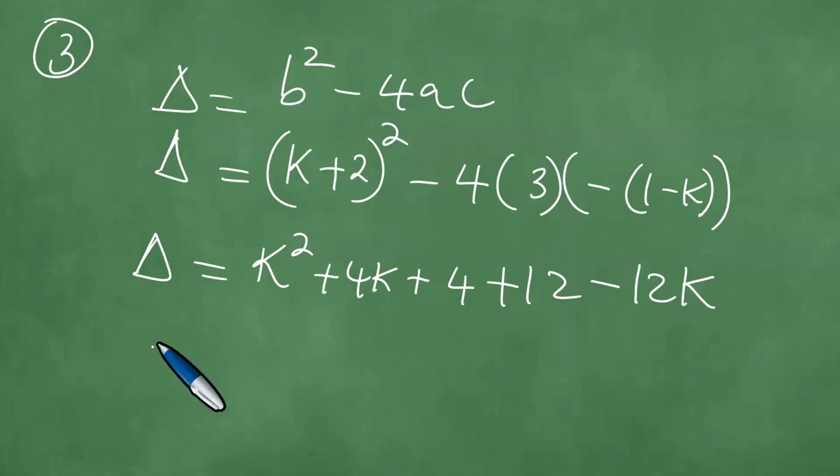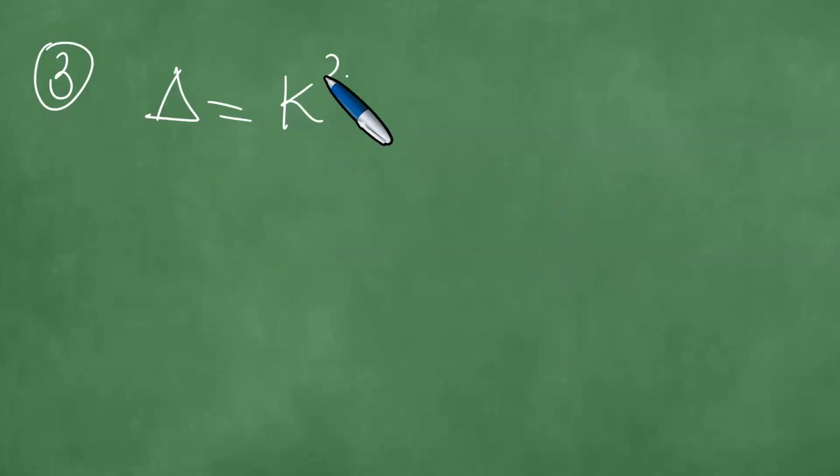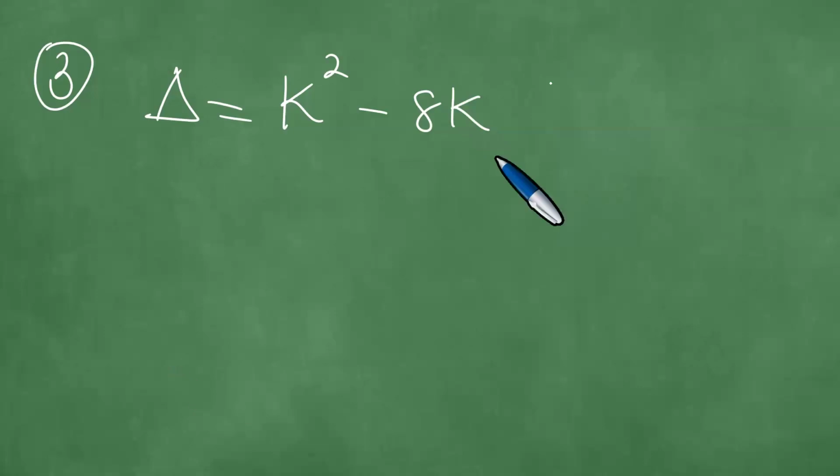So which means, therefore, you have delta equals k squared. So we have 4k minus 12k, which is minus 8k. 4 plus 12 is what? It's exactly 16. Right, so that is number 3. So we have delta, which equals k squared minus 8k plus 16.